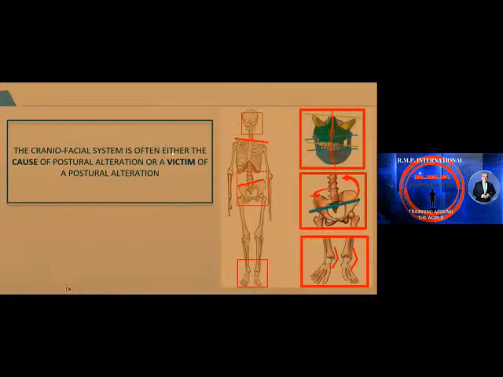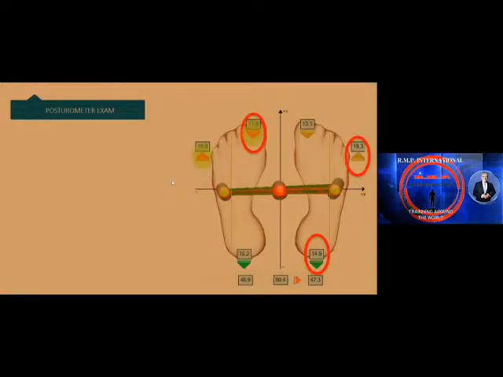The craniofacial system is often a victim or a cause, but it is always disturbing, even if it's a victim of the posture. And we can measure that, and we can measure how to intervene. Okay? The color code. Green color is normal load in this area. Yellow is slightly altered load, and red indicates altered load, more or less.